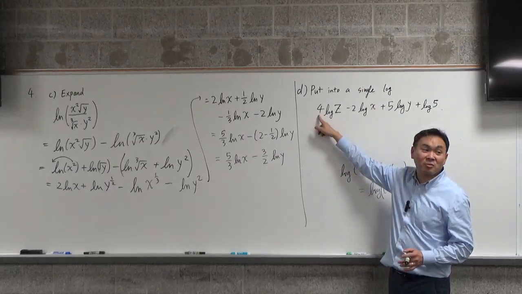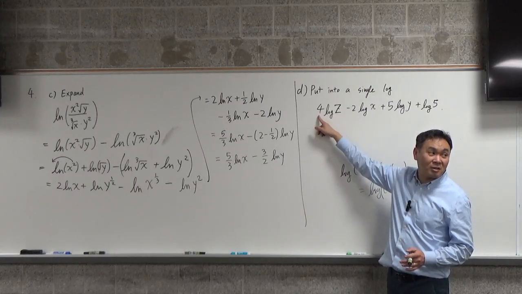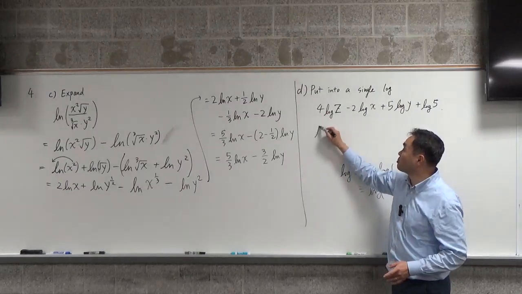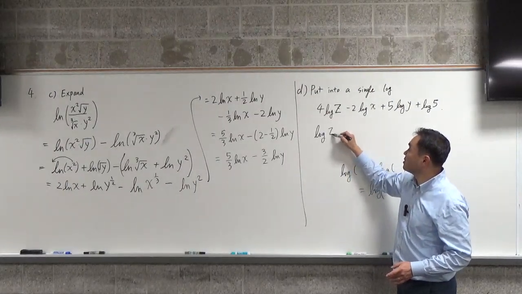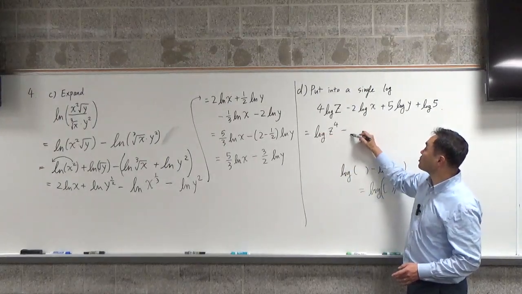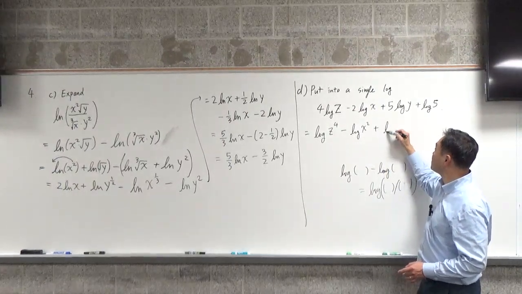You have to get rid of the 4 somewhere. Okay. Where should this go? Z to the 4th, right? You have to make it jump back up there. 2 also, you want to make it go up here. 5.